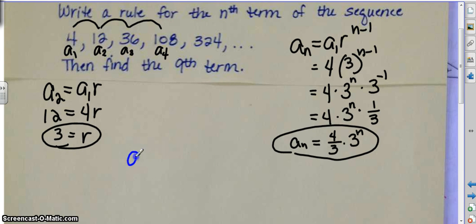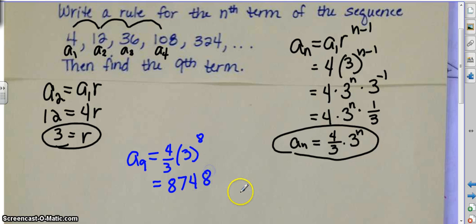So a sub 9 is going to be equal to 4/3 times 3 raised to the 9th. And if I multiply that out, that's going to give me 8,748. That would be my ninth term.